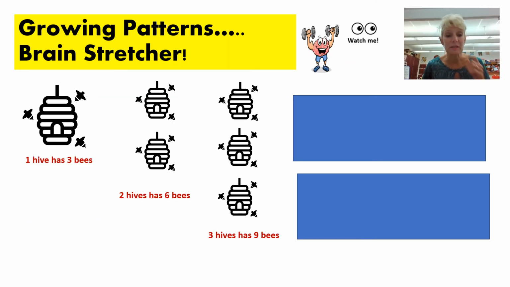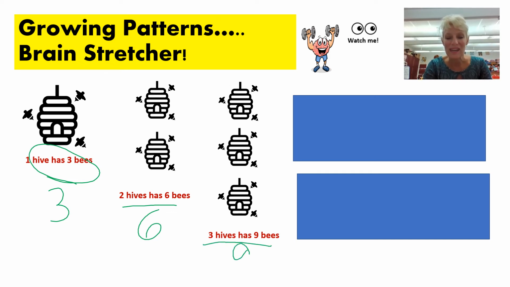Now we're going to talk about some growing patterns, and I've got some brain stretchers. So this one you're going to watch me. All right, first of all, I want you to notice that over here we have one hive, and in this hive there are 3 bees. Over here we have 2 hives, and we have 6 bees. Right here we have 3 hives, and we have 9 bees.